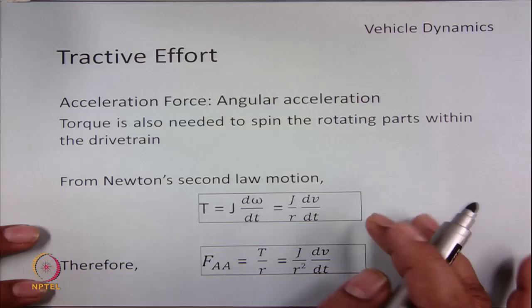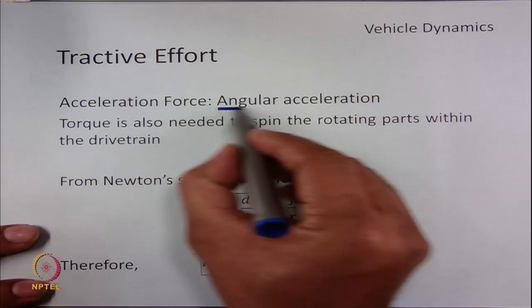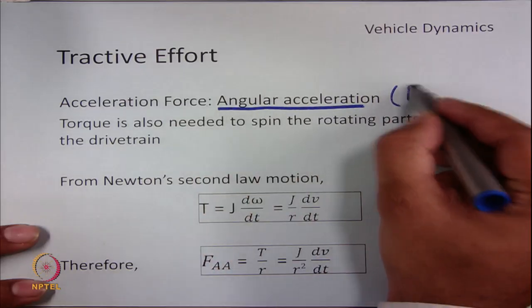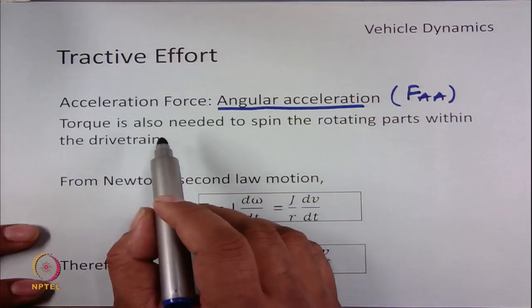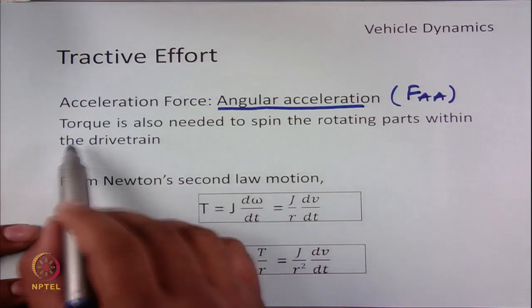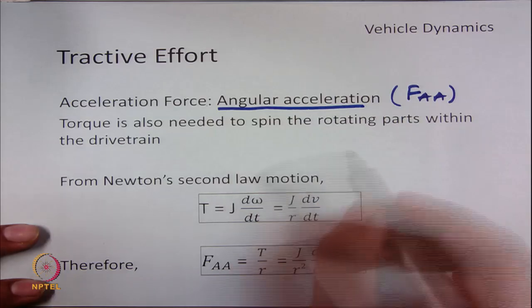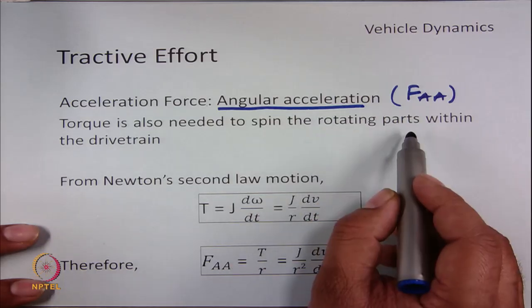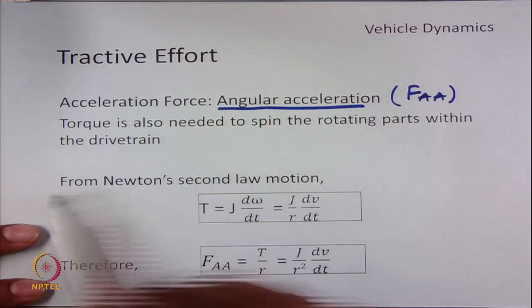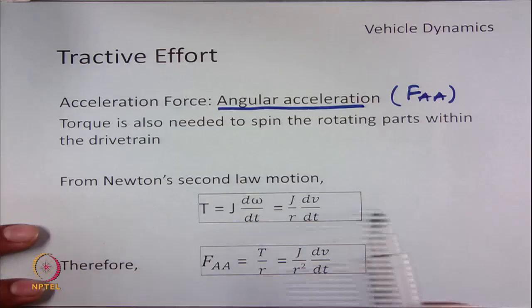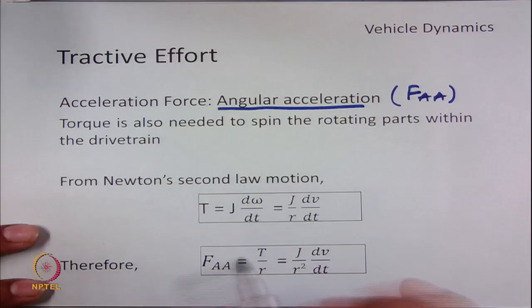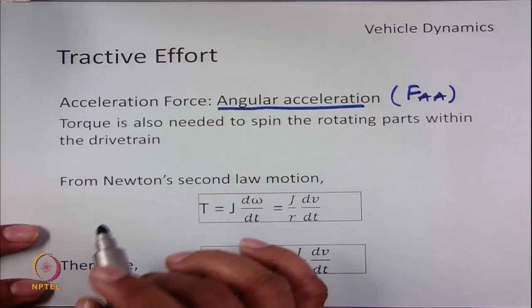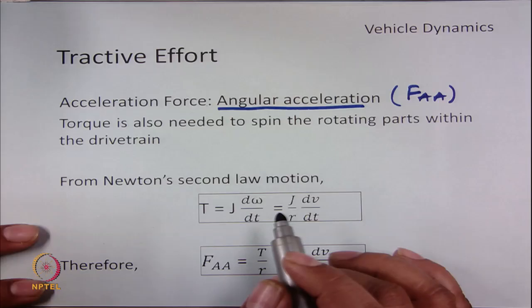So, for acceleration we have to also support angular acceleration, which we generally say as F into AA. This force is required to support the torque that is needed to spin the rotating parts within the drivetrain. So, let us say the electric motor is rotating or the gears are rotating. They also need to be covered under the force required for acceleration.